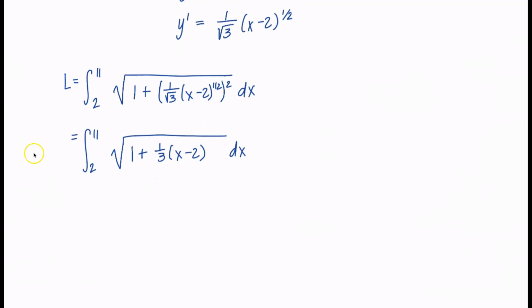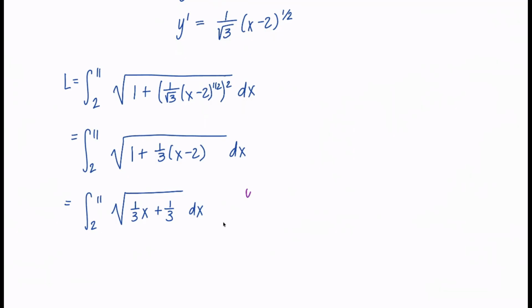So let's clean up what's underneath this radical here. So we're going to have the integral from 2 to 11, the square root of 1 plus, if I distribute the 1/3 in, I'm going to have 1/3 x minus 2/3. So I'm going to write this as 1/3 x first. And then I'm going to have, again, that minus 2/3 plus 1. So it's just going to be plus 1/3 dx. And here we can go ahead and do a u substitution on this.